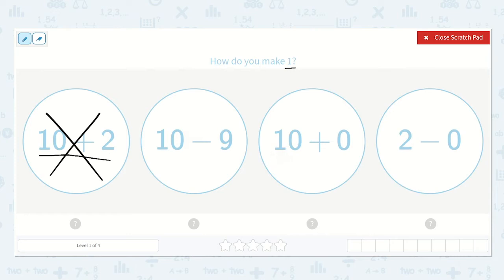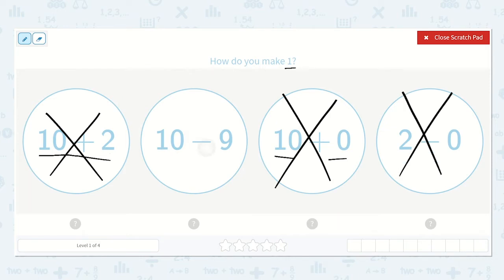This one is 10 plus 0. Well, if I have 10 and I add nothing to it, it is still going to be 10, and that is not how we make 1. So let's cross this one off. Now, if I have 2 dots and I subtract or take away 0 or none of them, we will still have 2. So I'm going to cross this one off.